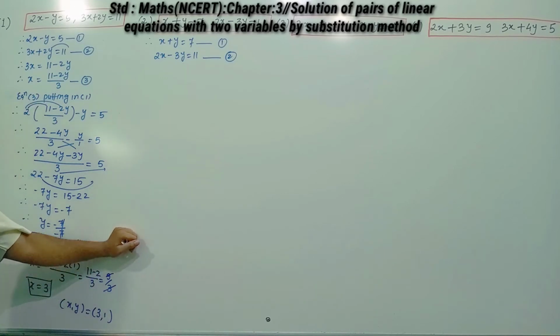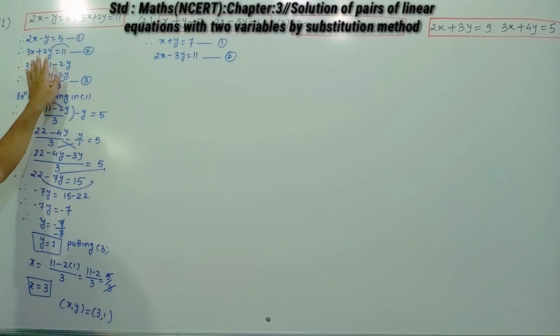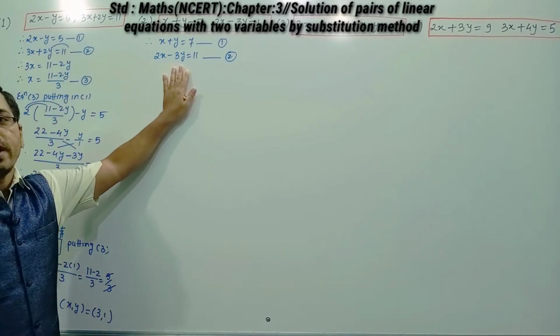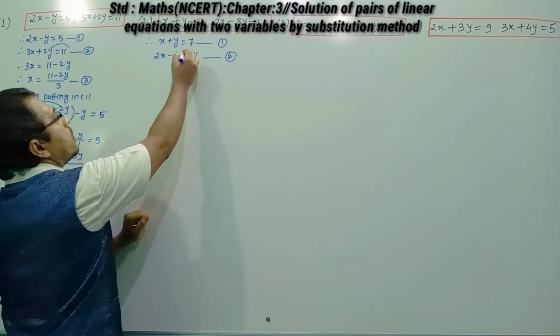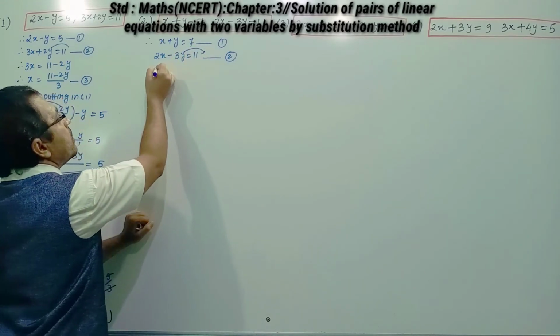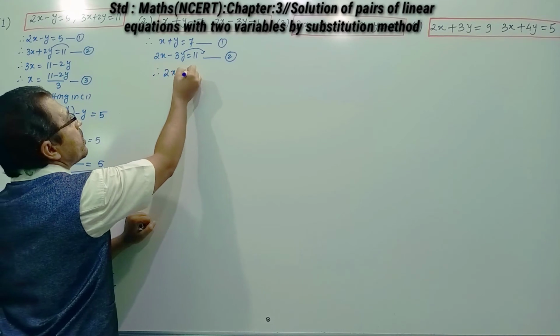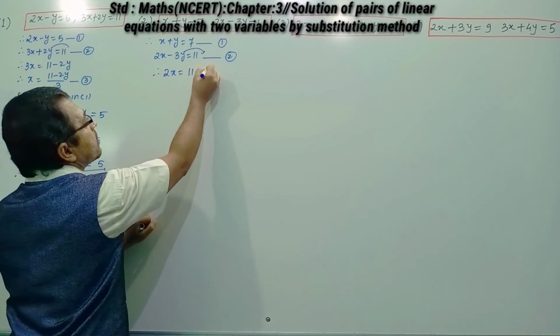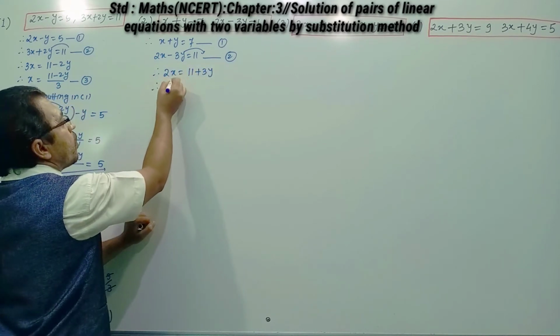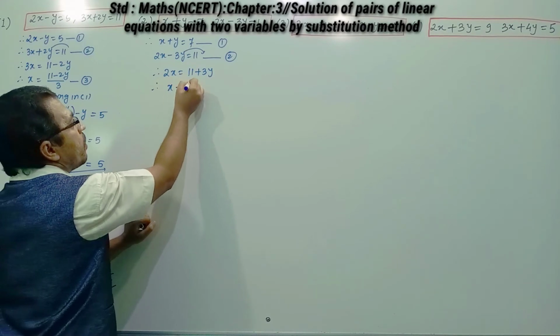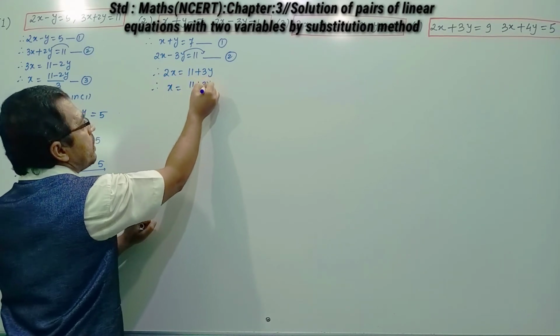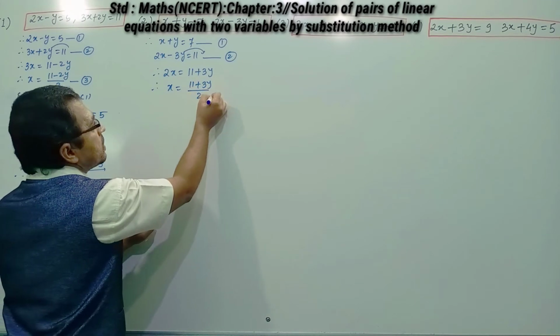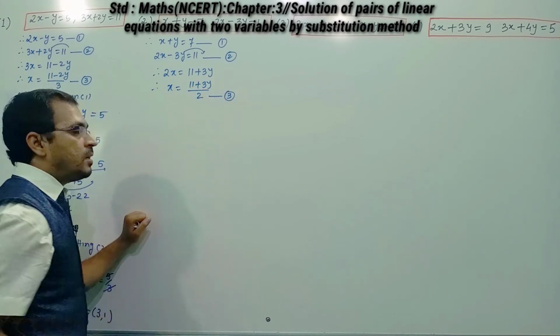Okay students, what you have to do? Just formulate either x or y. So 3y is to be moved over here. So 2x is equal to 11 plus 3y. So we can formulate x. So x will be (11 plus 3y) by 2. This is result number 3.